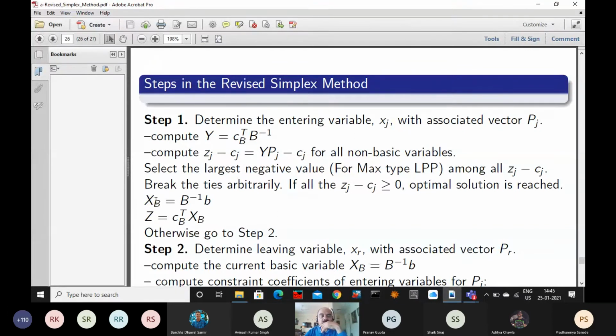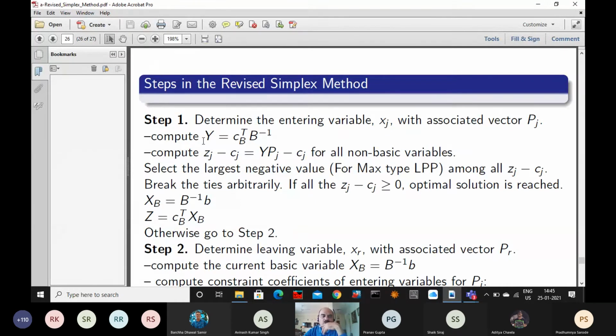Step 1: Determine the entering variable. What do we do in simplex? We compute the indicator row values. If you find all are positive, then optimal is reached, and we conclude whether the problem is infeasible or has an optimal solution. If there is a negative element in the indicator row, then with respect to that jth column, we say xj is the entering variable, which is associated with the vector Pj.